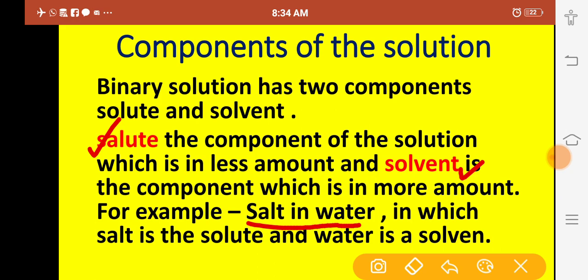So these are the components of the solution. In the case of a binary solution, you can say that the solute and solvent are the components of the solution. The solute is in less amount and the solvent is in more amount in the solution. Okay students, I have given so many examples. You can write any one.